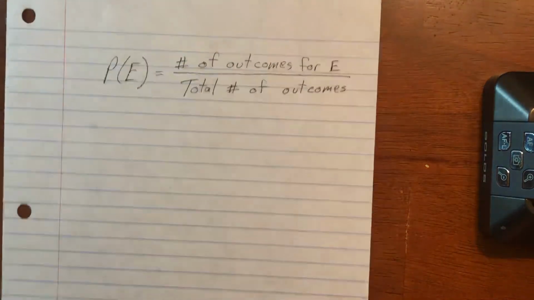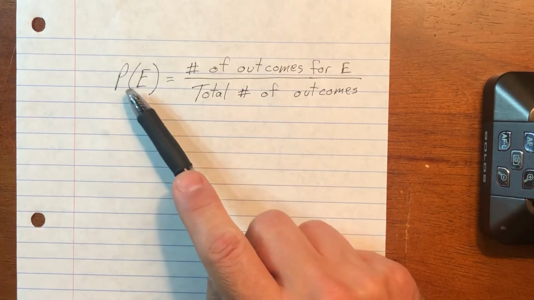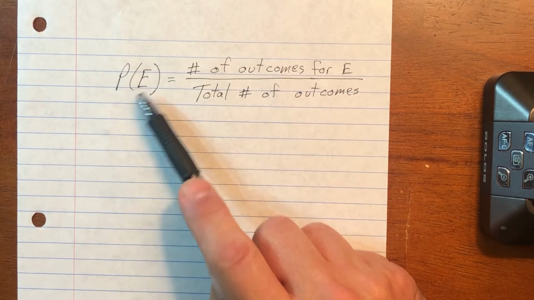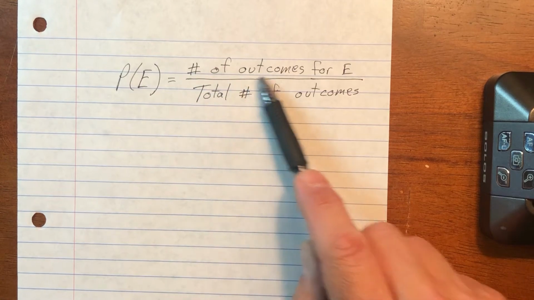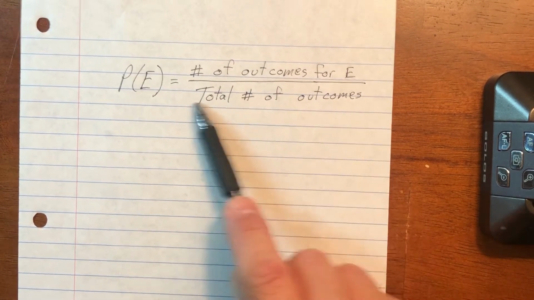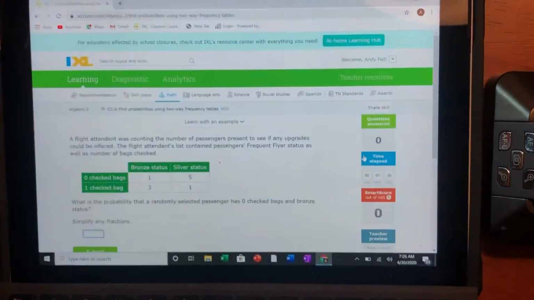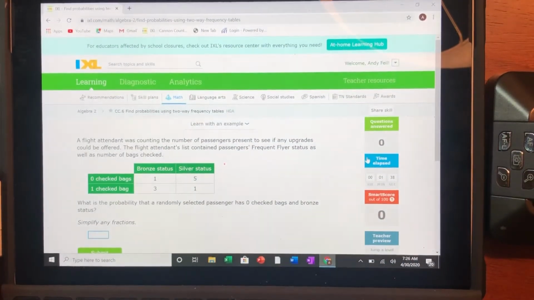We are going to be using the same exact formula that we've been using for quite a while, and that is that the probability of an event is equal to the total number of outcomes for that event divided by the total number of outcomes possible. That's not changing. The thing that is changing is going to be how that information is presented to us.